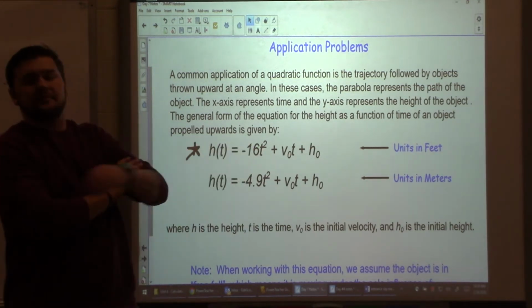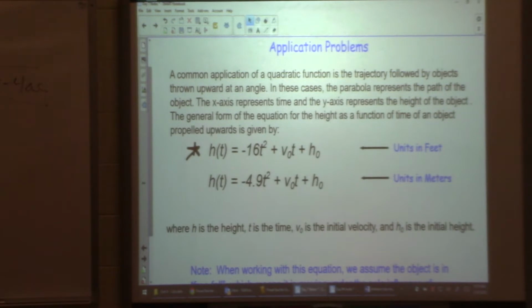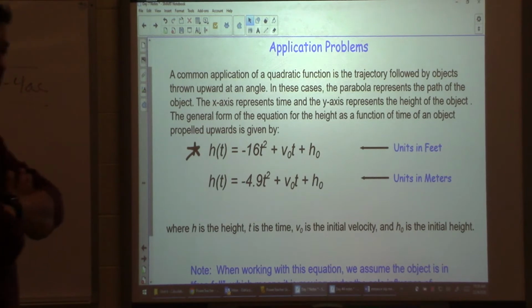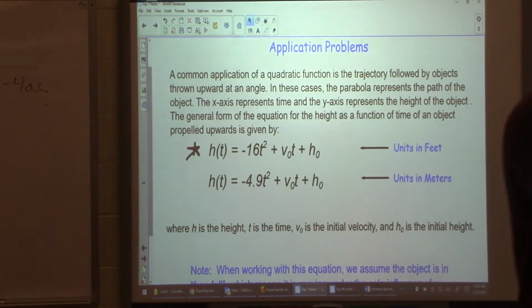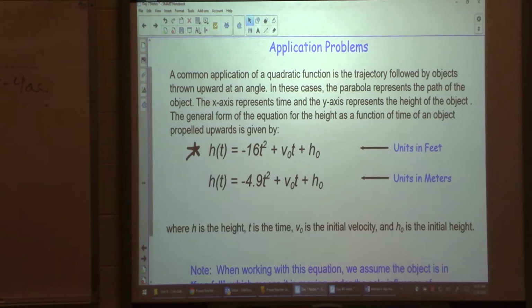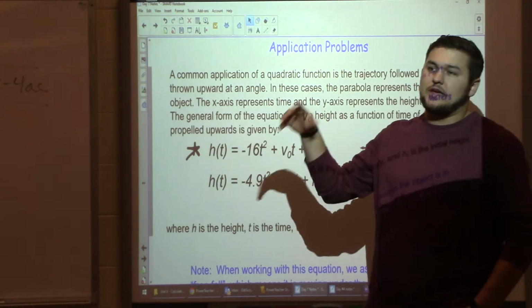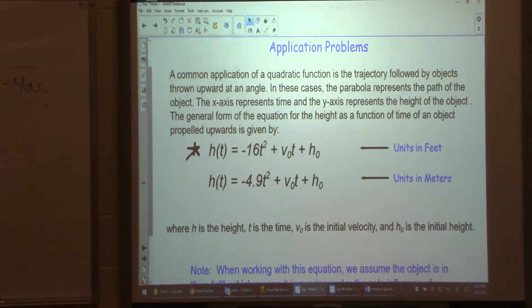T stands for time. Normally the T is where the X is, right? In every single application problem we do, X will always represent time. In every single application problem we do, Y will represent height. So X is time, Y is height. This h of t, that's my function, that's my Y value, that represents height. So when I know a height, I can plug it in for that. When I know a time, I can plug it in for t, my X values. Okay, it's super important to know.